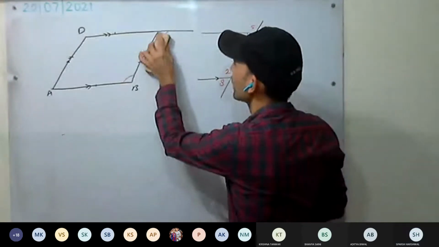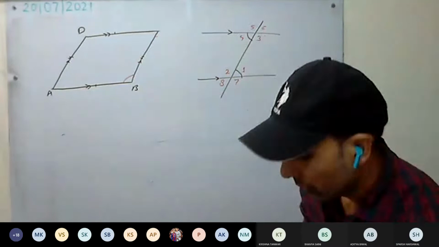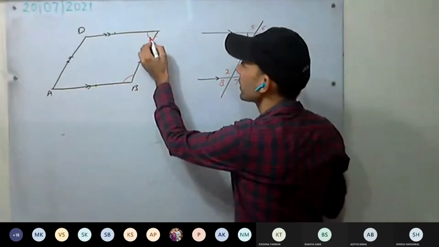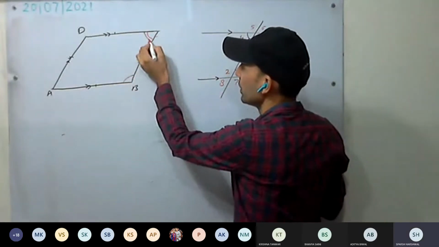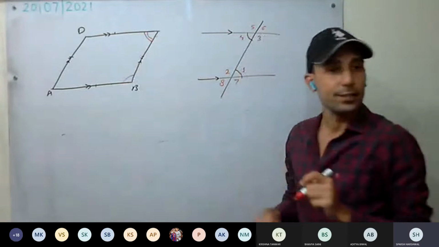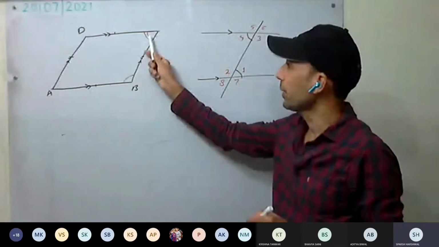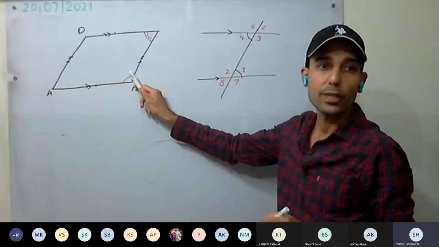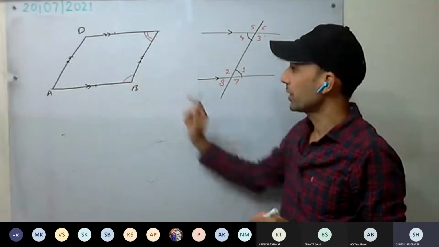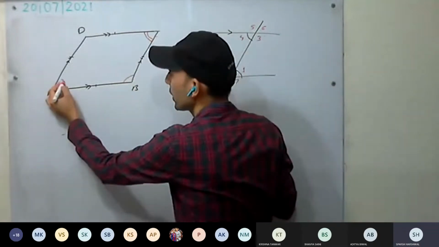Okay. What about these two angles? Adjacent angles. They are adjacent angles, and adjacent angles are supplementary. If we add them, they are 180 degrees. Their sum is 180 degrees. Okay, what about these two angles?